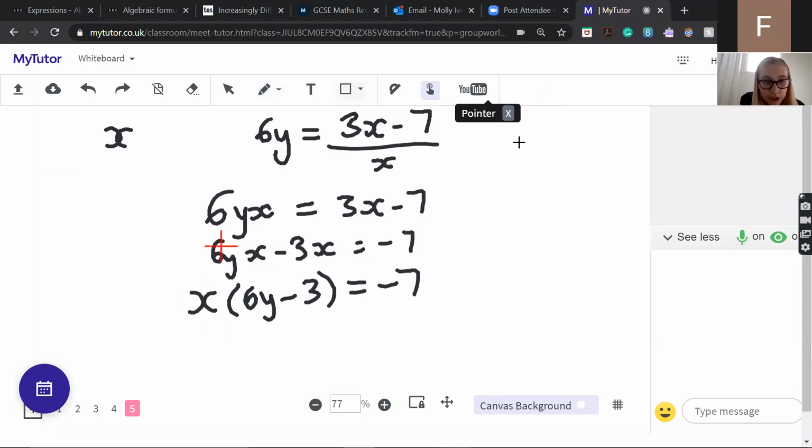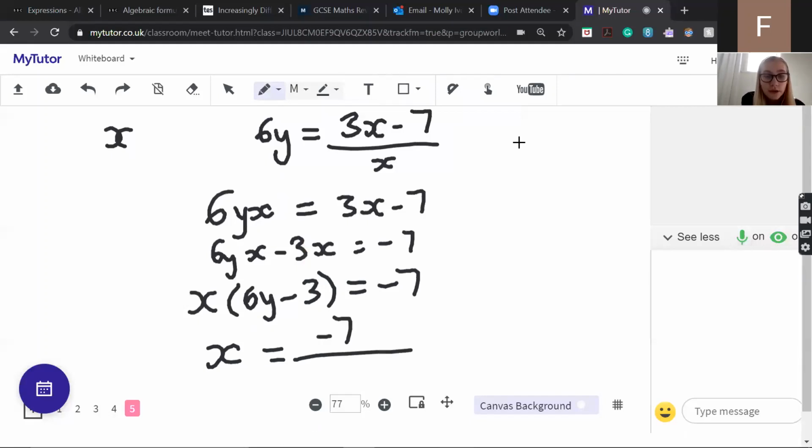So just taking x out of both of these. We're left with 6y here and we're left with -3 here. And then we just divide by that. So x is equal to -7 divided by 6y - 3.